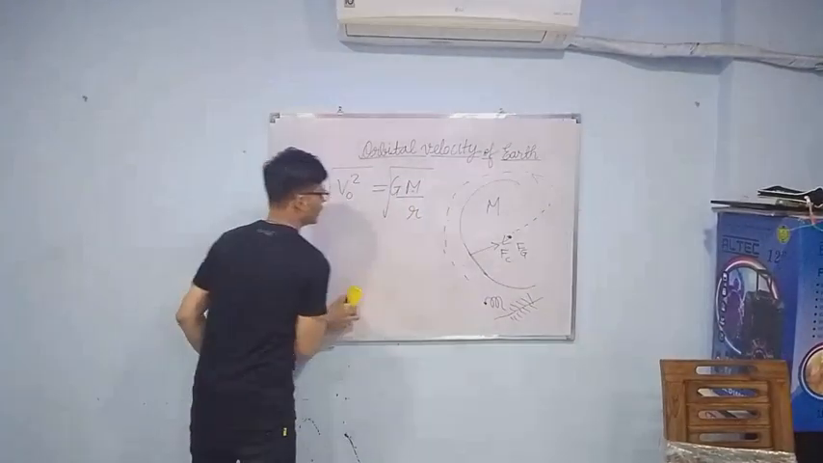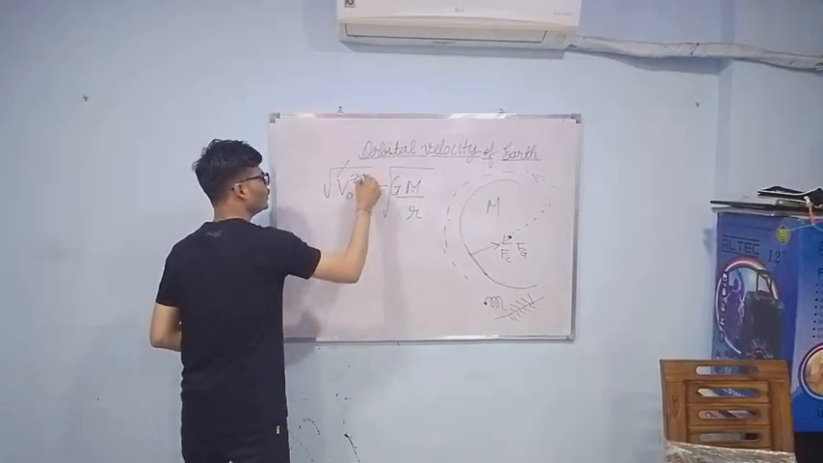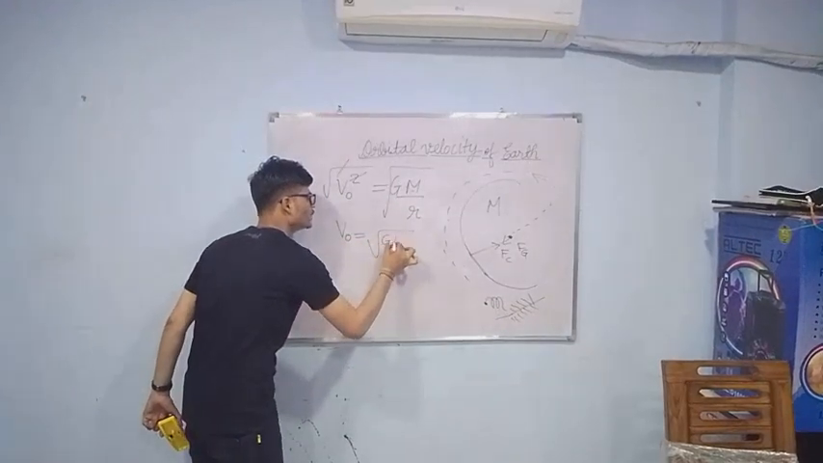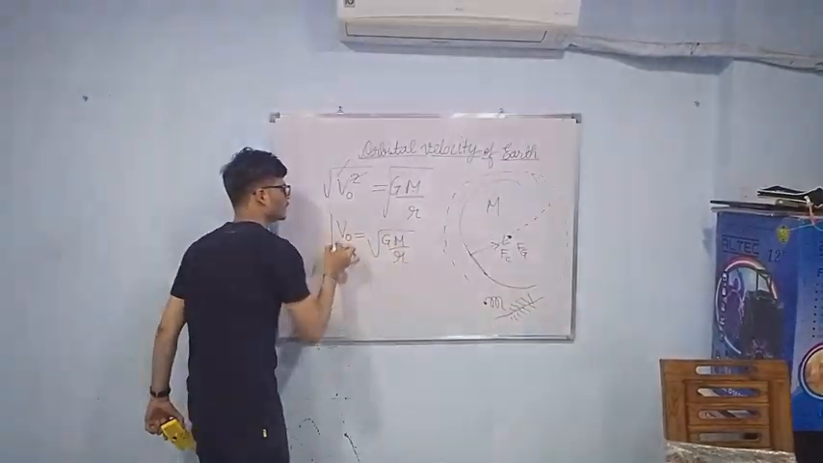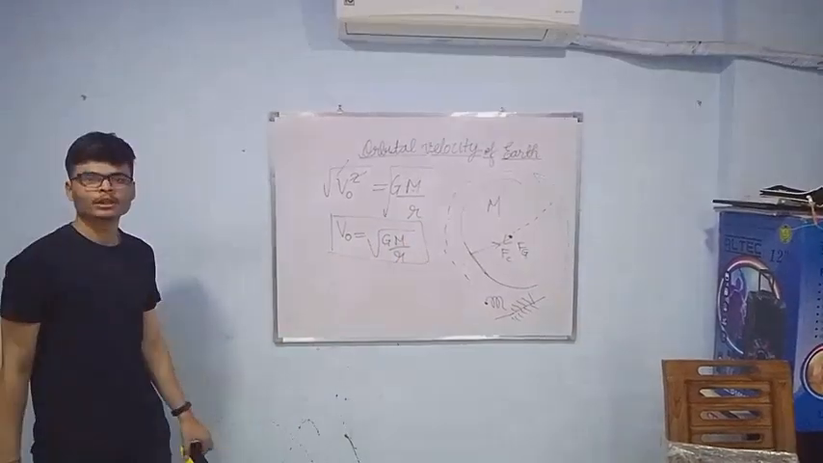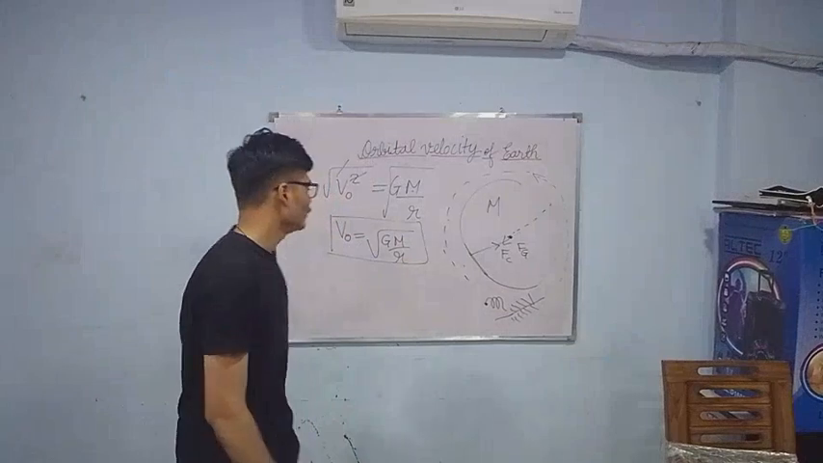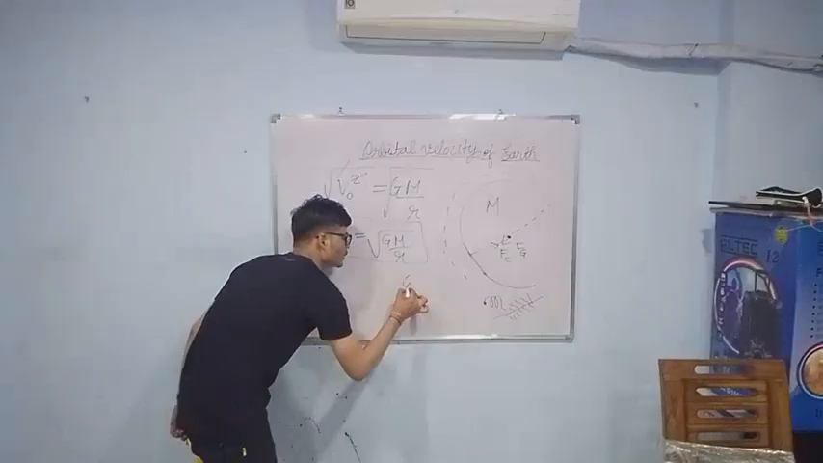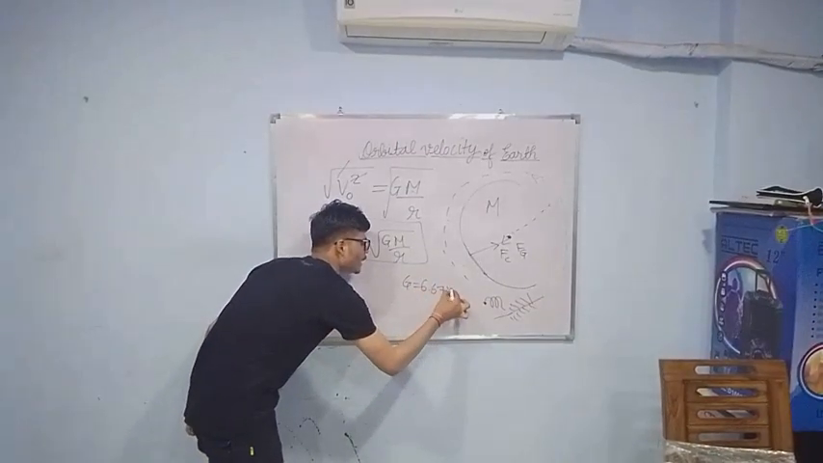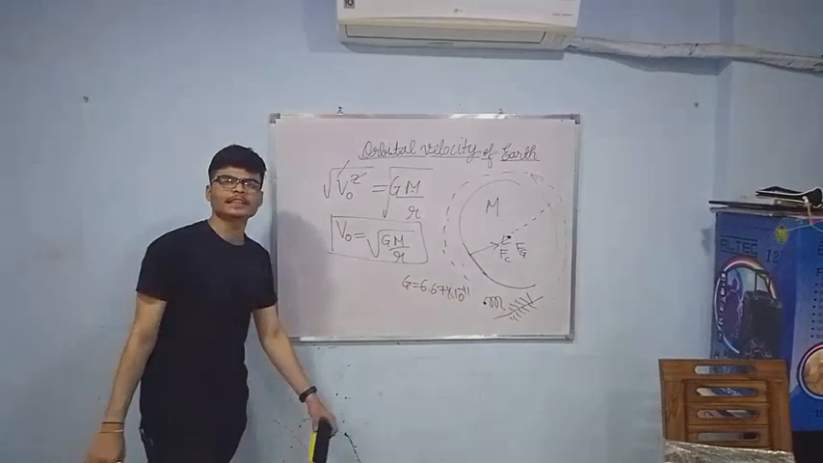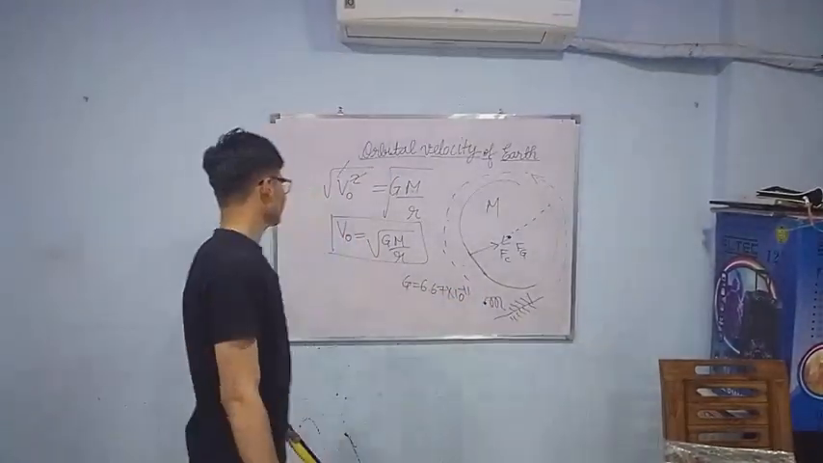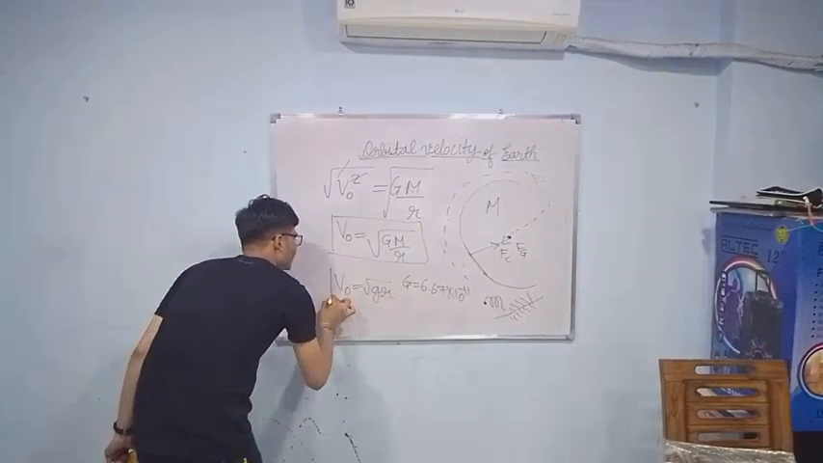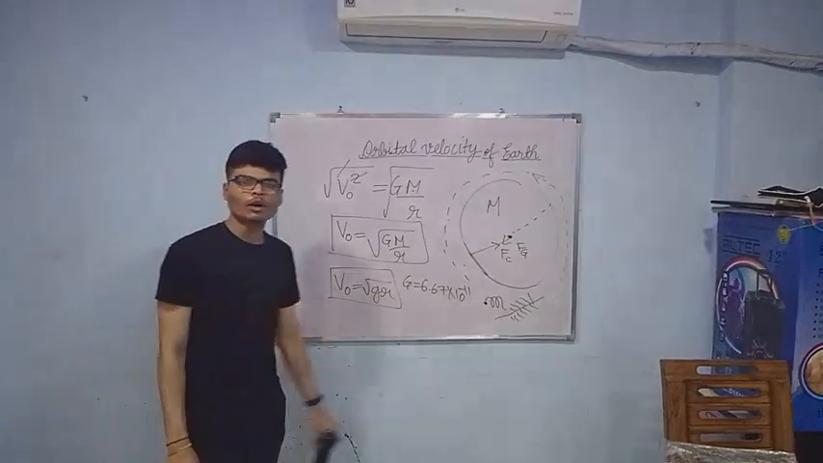So these equations are equated, and the final expression is: the square will be cancelled out. So v naught is equal to root over GM by r, where capital G is the universal gravitational constant whose value is 6.67 into 10 to the power minus 11.